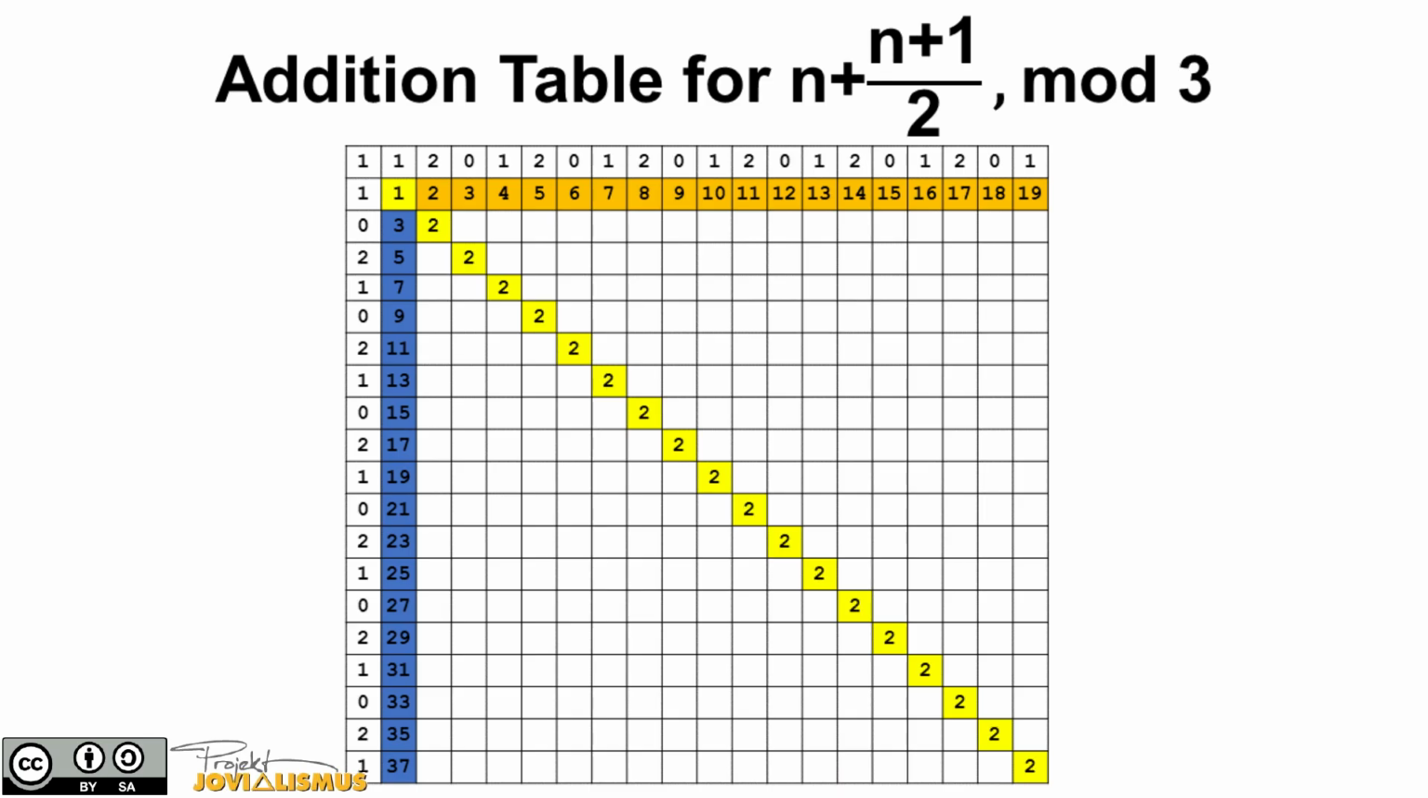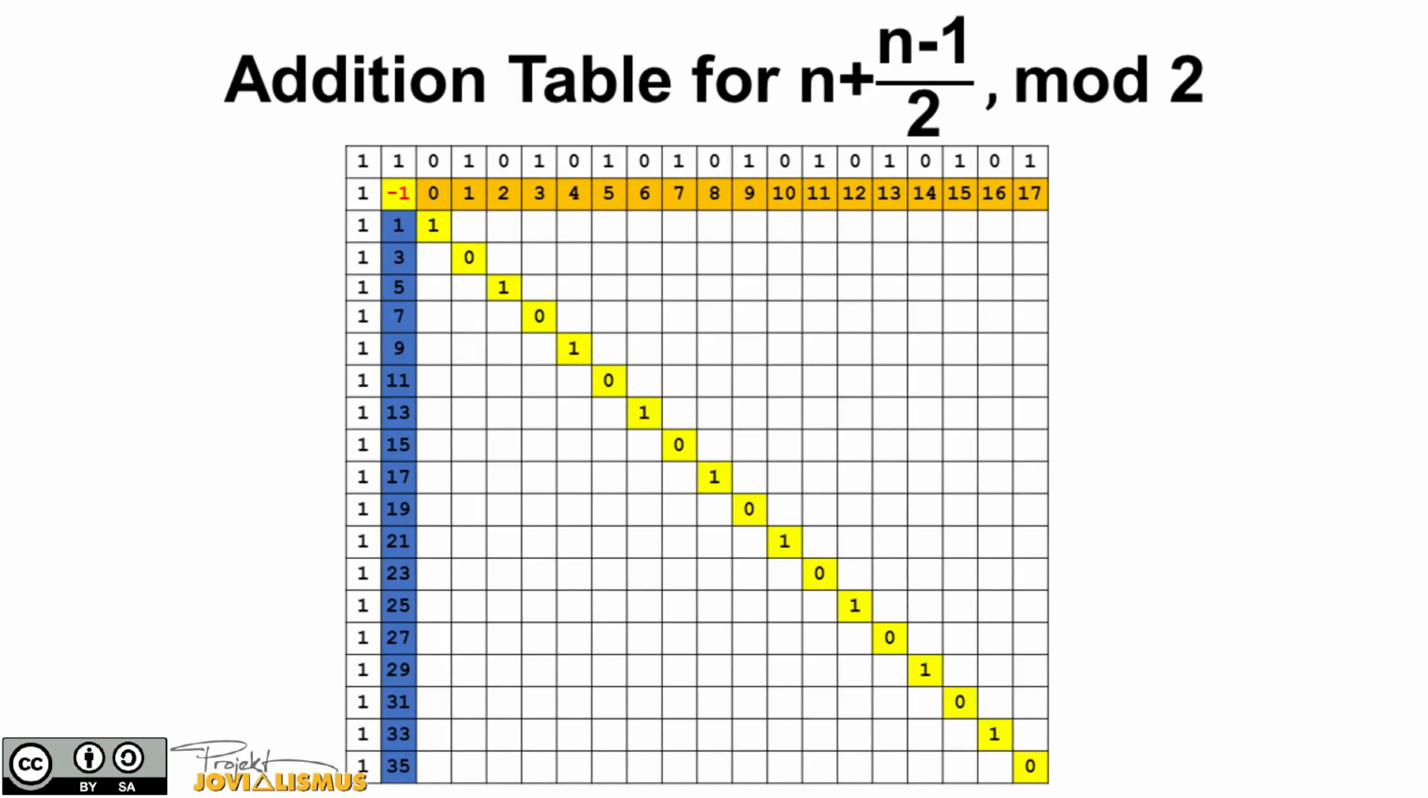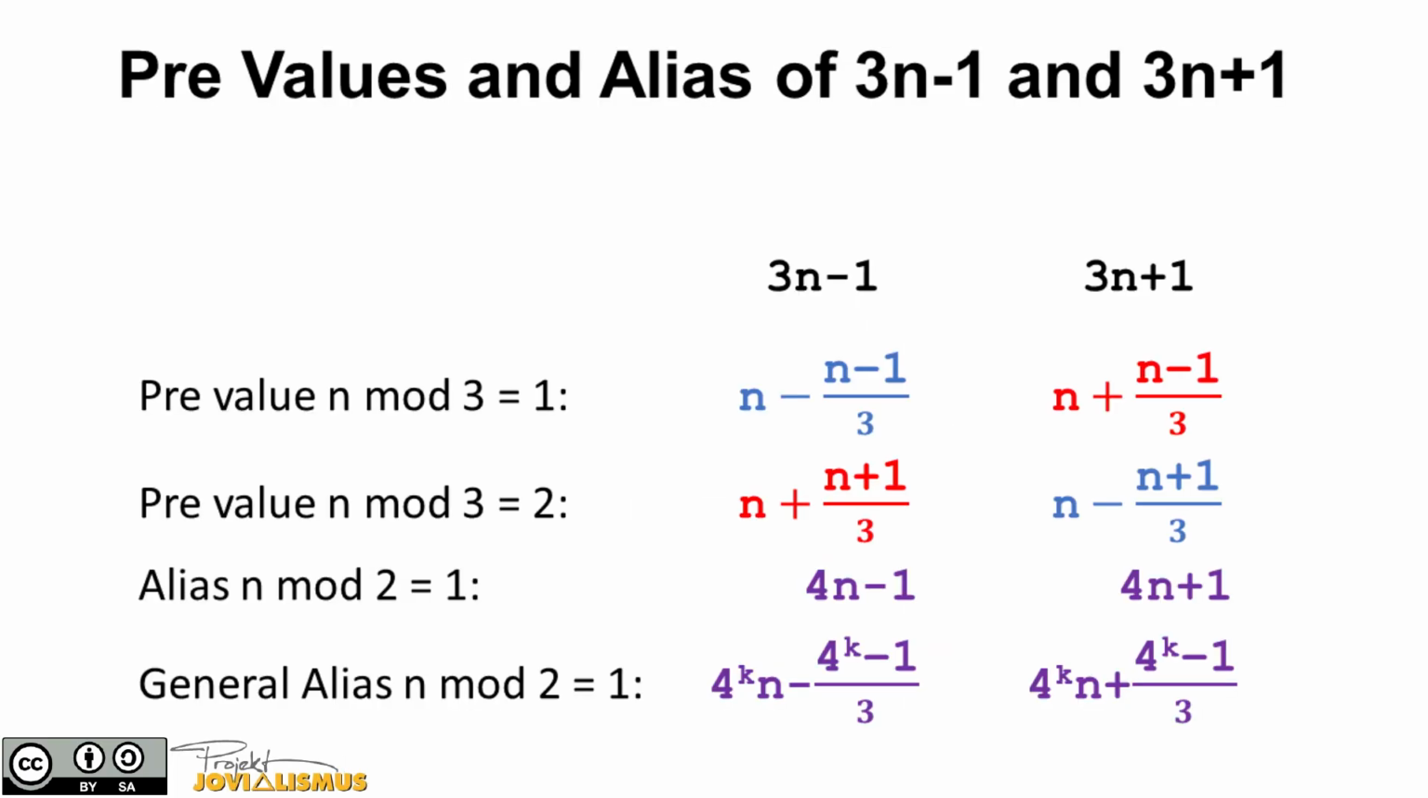If we take mod 3, we can see if there is a pre-value of an odd number. And if we change the start of the table from 1 to -1, we have the result from the 3n minus 1 function. We can also see how the function behaves when we use mod 2, mod 3, mod 4 or mod 8. I mean the 3n minus 1 function. And here are the formulas of both functions. Actually, nothing very interesting after all we've heard up to now.